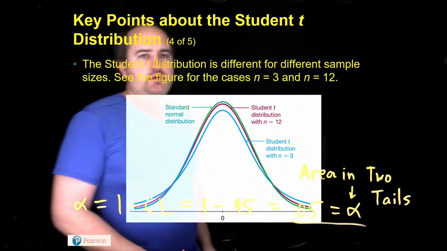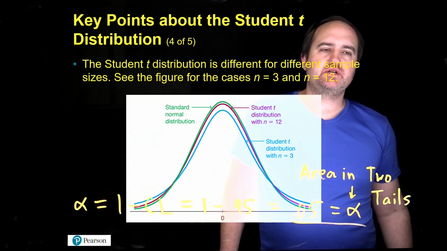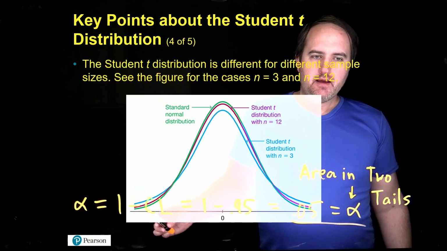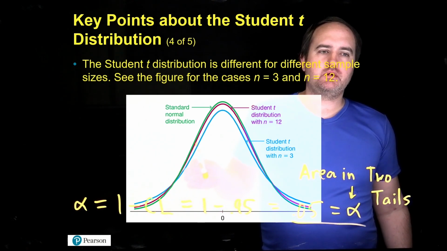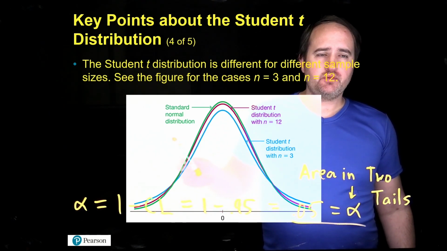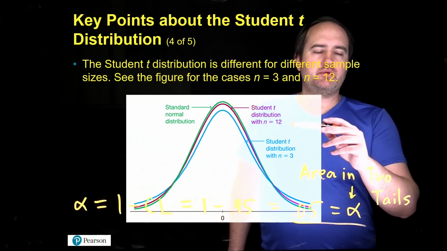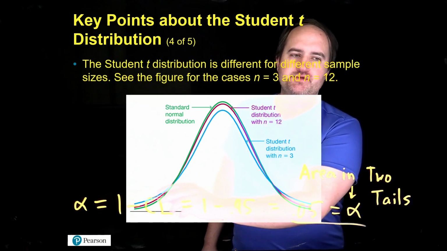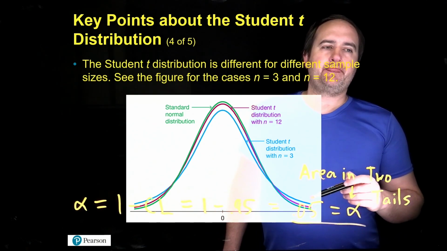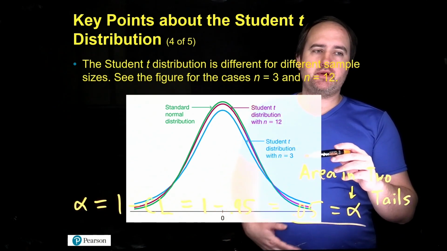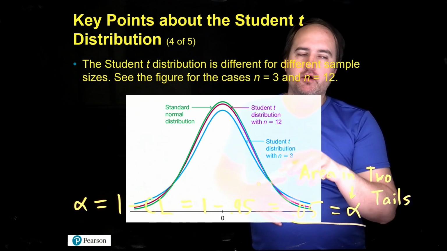Okay, so the reason we can use table A3 for the student t distribution is, like I said, it's shaped very similarly to the normal distribution. So here in green, we have the standard normal distribution. The student t distribution when n equals 12 is this red graph, which almost looks the same. It's just a little slightly different shaped bell curve. And then the student t distribution when n equals 3 is this blue one here. And that's also a bell curve.